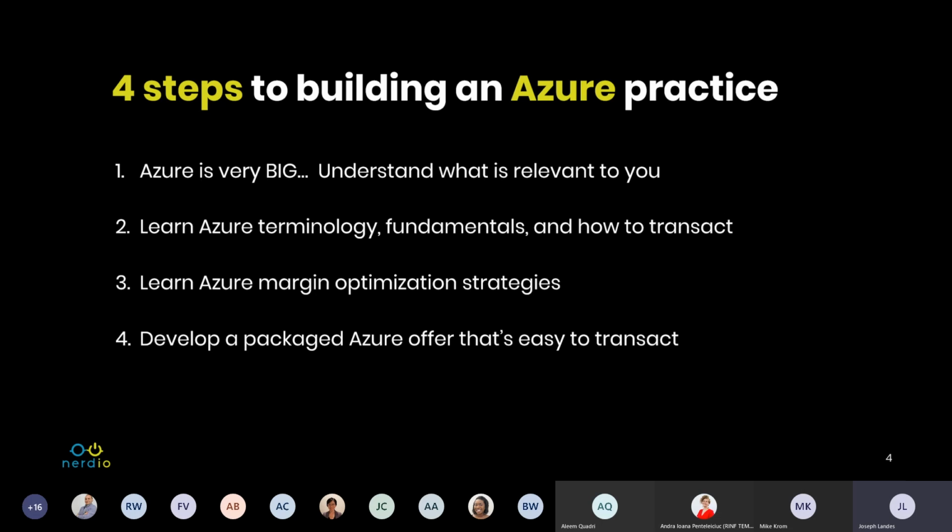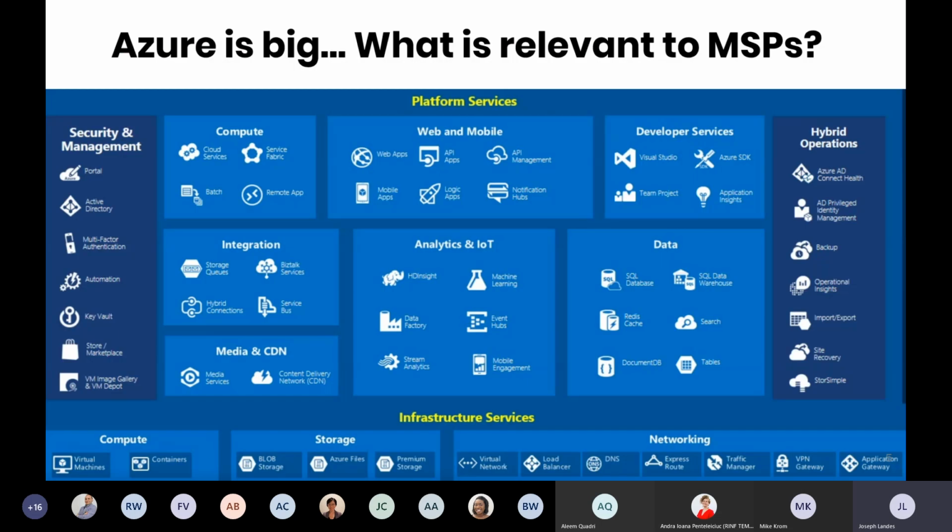So we're going to go through these 4 topics. Number 1, that Azure is very big and you need to understand what is relevant to you. Number 2, understanding Azure terminology. Number 3, learning Azure margin optimization strategies, or in other words, how to make money selling Azure. And number 4, developing a packaged Azure offer that's easy to transact.